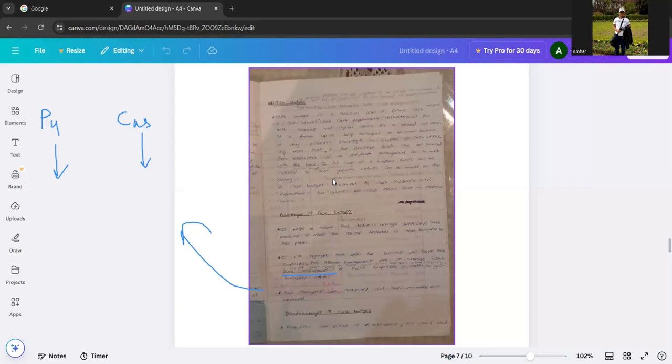Did you understand? Yes. Also, a cash budget is prepared for future estimates of both income and expenditure, not only cost, even income.